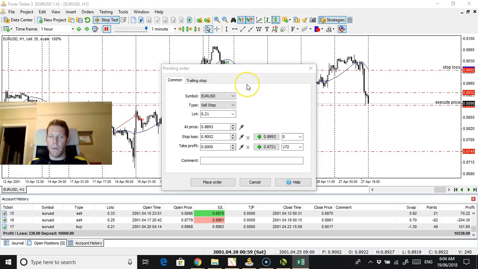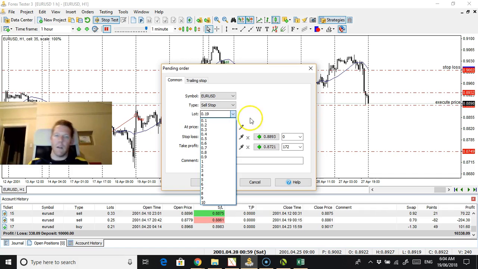Now I do this manually because it helps my understanding of price action. So you can run an automated system, that's fine. I don't do that though. So I understand this is a bit painstaking, whatever, but that's how I operate. All right, so we're looking at 0.19.